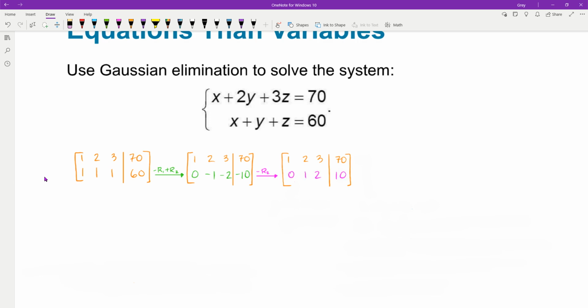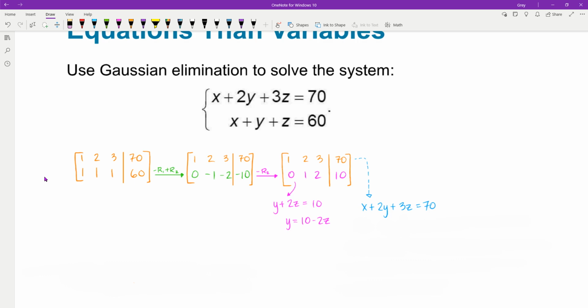Okay, so this bottom row gives me y plus 2z equals 10. So we're always going to write it in terms of z. So solve it for y in terms of z. That means I just take the 2z to the other side, so y equals 10 minus 2z. But now I have to go up to this top one, okay? And that equation says x plus 2y plus 3z equals 70, okay? And you could solve it for x. I'm going to show you kind of a different way.